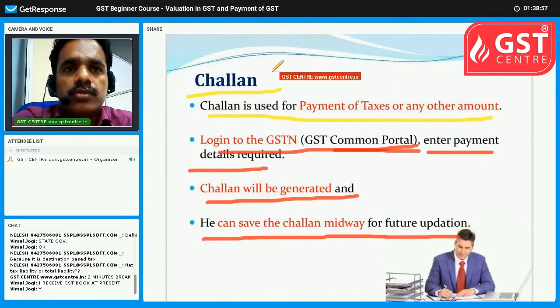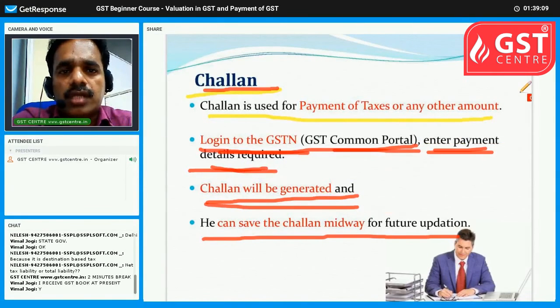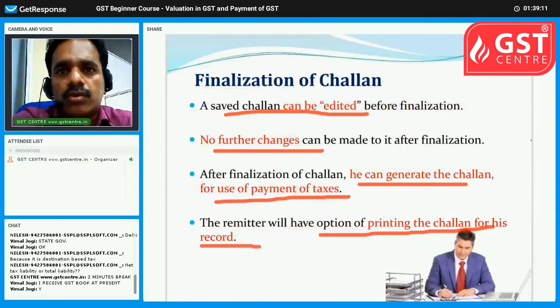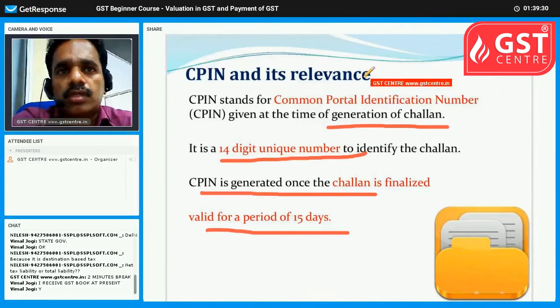So we'll have a quick review. There will be a challan for making tax payment. After logging into the GST network common portal, we need to enter the payment details required in the challan. Then the challan will be generated. We can save or finalize. After finalization, we can generate the challan for payment of taxes. We can print the challan if required. The validity period of the challan is 15 days, and after 15 days one can generate another challan.